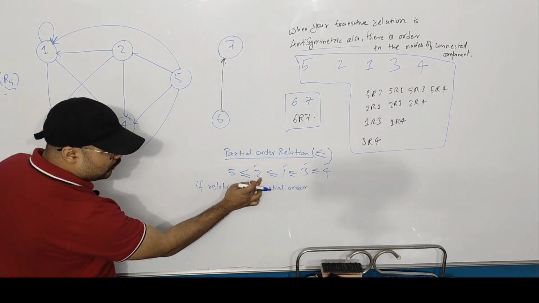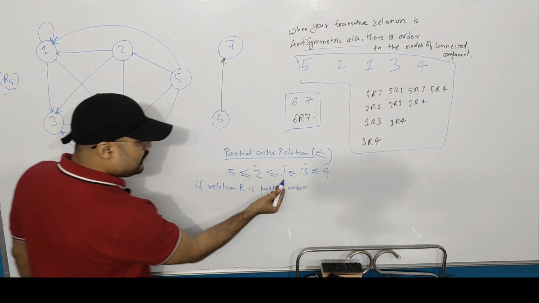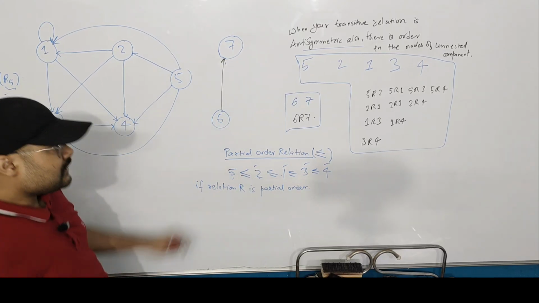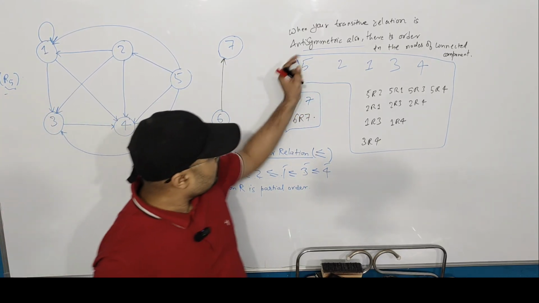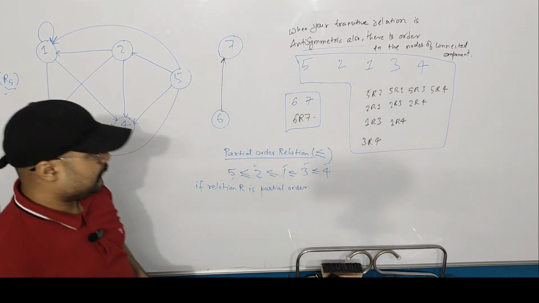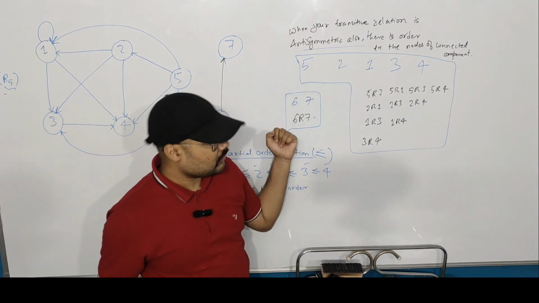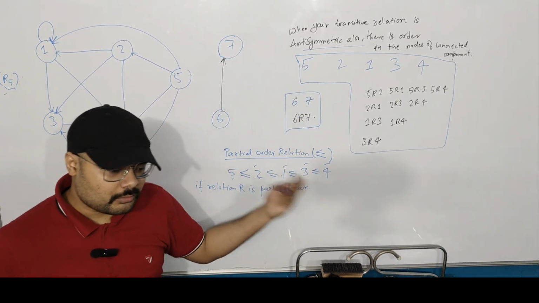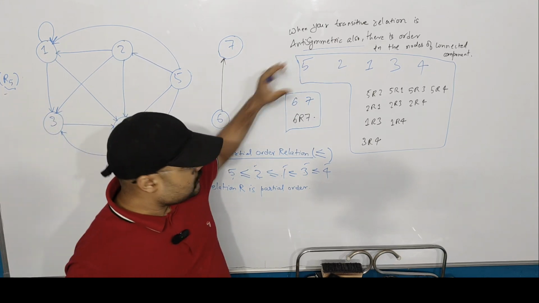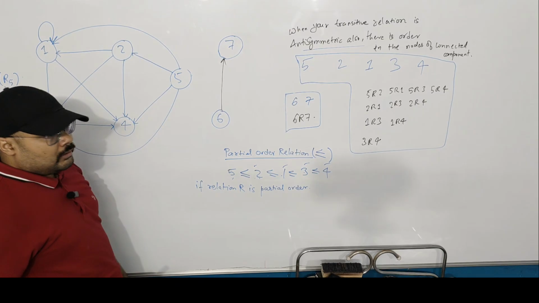Then 2 is not related to 5, but 2 is related to 1, 3 and 4. 1 is not related to 2 or 5, but 1 is related to 3 and 4. So there is an order, and you can write the nodes in that order. This is called a partial order because there is not an order on all the elements of A, but only on those elements of A which are part of one connected component. Okay.